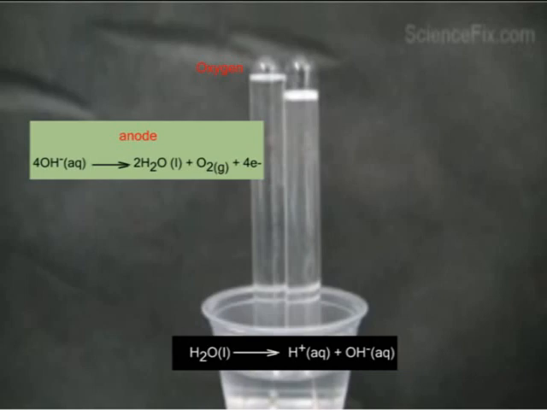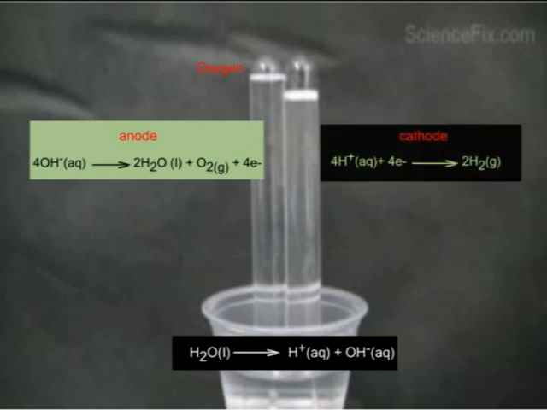Now what will happen at the cathode? At the cathode, hydrogen ions acquire the electrons to form hydrogen gas. Overall, we find 4 hydrogen ions gain 4 electrons to form 2 hydrogen molecules. So overall, 4 electrons are transferred from the anode to make 1 mole of oxygen gas.